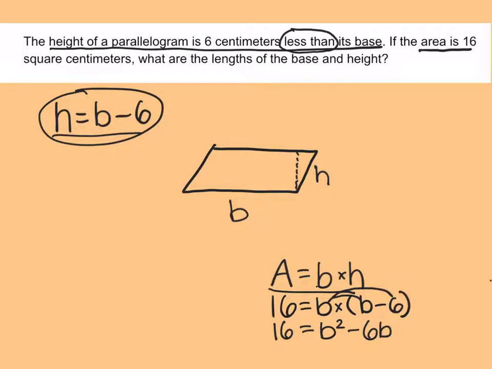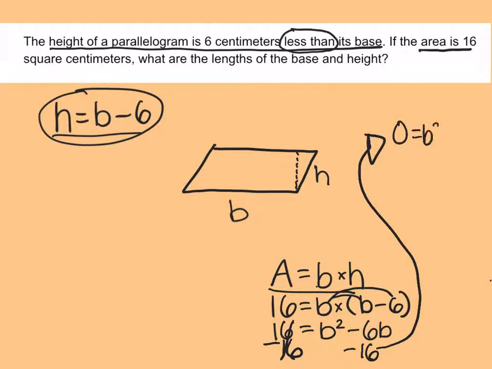Next, we want to get one side of the equation to be equal to 0, so we can use the zero product property. So that means I need to cancel out this 16 and bring it over to the other side. So I'm going to do minus 16 on both sides of the equal sign. Cancels. Here, I'm going to continue my work up here where I have more space. So we'd have 0 equals b squared minus 6b minus 16.